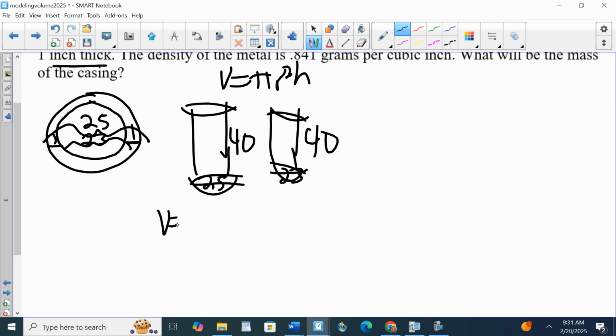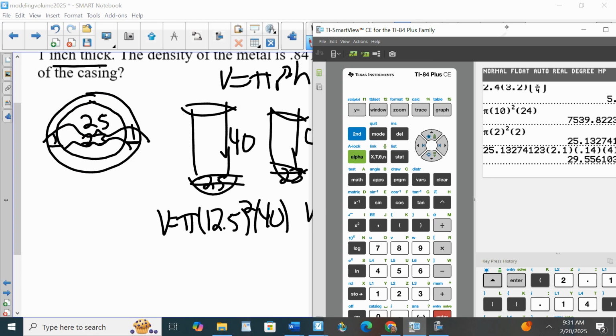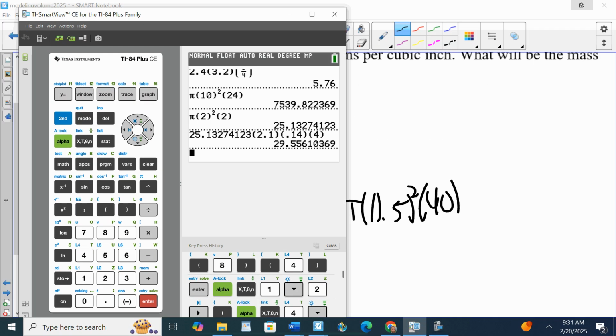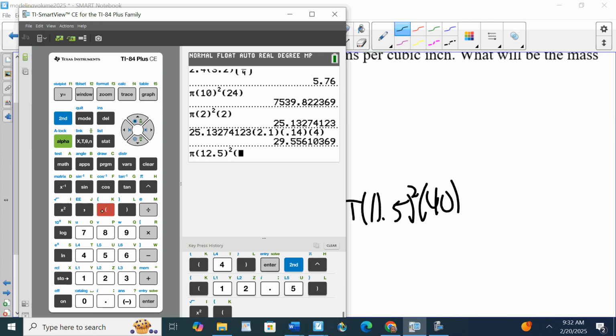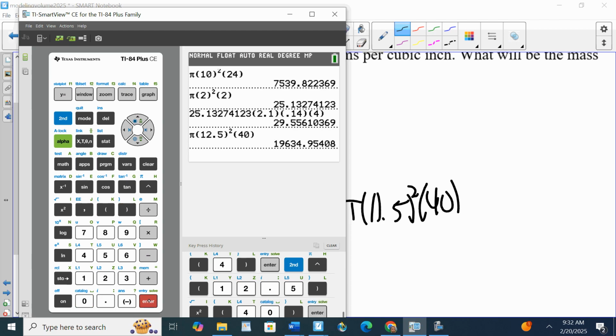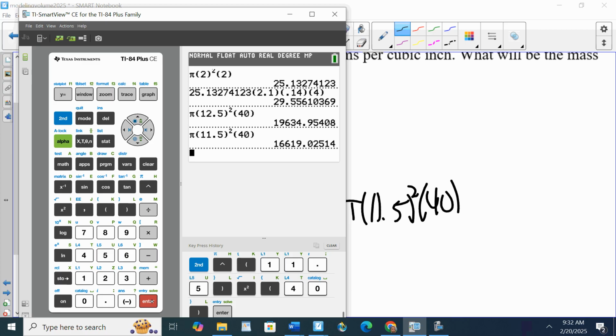So I have V equals pi, the radius, half of 25 is 12.5 squared times 40. For the inner one, half of 23 is 11.5 squared times 40. I'm going to type each of them in. Pi 12.5 squared times 40. Pi 11.5 squared times 40. I got 19,634.